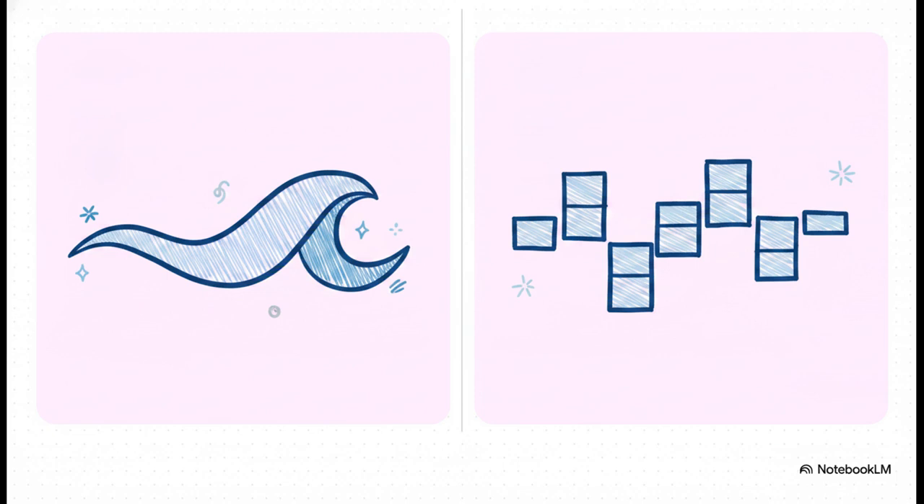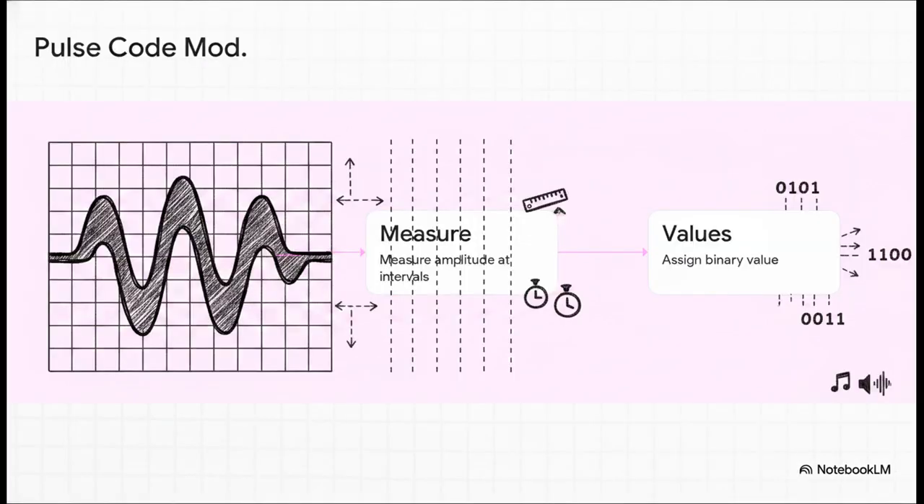So we have to bridge that massive gap. We do that using a process called pulse code modulation, or PCM. Imagine laying your fluid analog waveform down onto a piece of graph paper. The horizontal axis represents time, and the vertical axis represents amplitude or loudness. The digital converter meticulously measures the amplitude of that sound wave at incredibly fast, regular intervals along the horizontal axis.